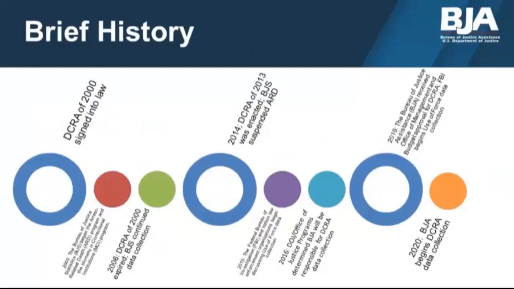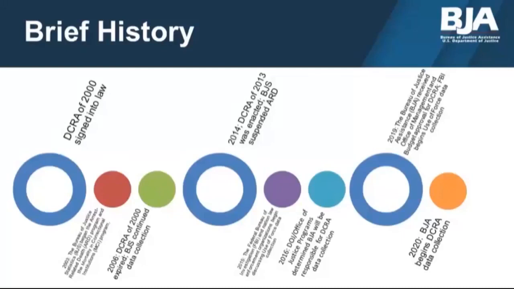Now let's take a minute to look at a brief history of the Death in Custody Reporting Act and its resulting data collections. The first Death in Custody Reporting Act was signed into law in 2000. BJS started the arrest-related deaths and mortality in corrections reporting programs as a result. DCRA of 2000 expired in 2006, but BJS continued its arrest-related deaths program until 2014.